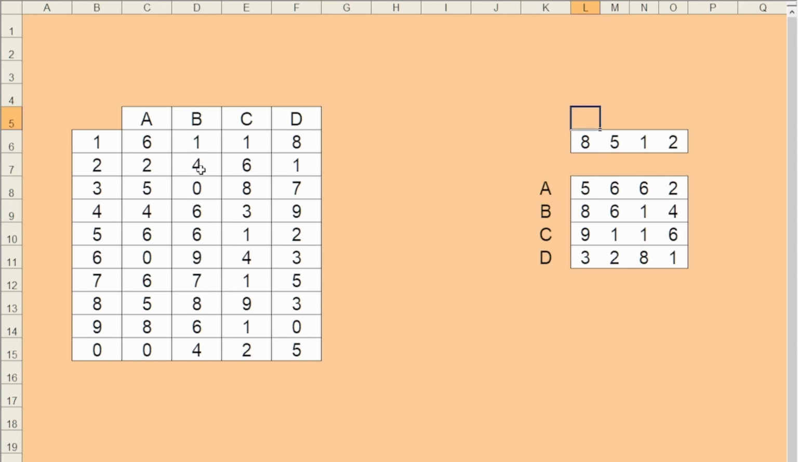That stays in your head, and then if you forget a PIN number, all you've got to do is look down and you'll see in column A, in position 8, you've got a number 5. In position 5, you've got a number 6. In position 1, you've got a 6. And in position 2, you've got a 2. And that tells you that your PIN number A is 5662. And you can do the same for B, C, and D.